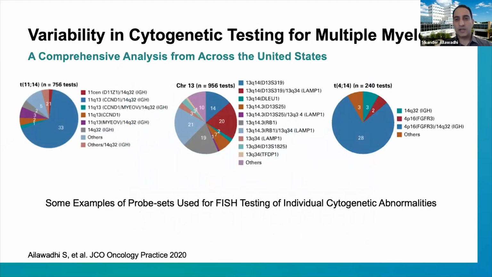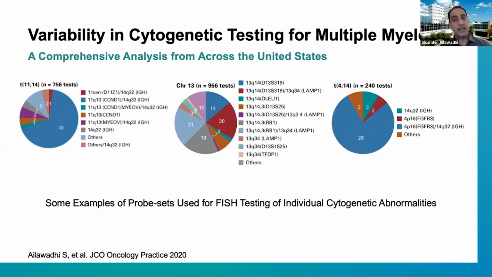Then we also found out that the exact probe that was used for a particular abnormality could be very variable. I've put in some examples here. So for example, 11;14, 13, and 4;14. I'm just quoting 3 examples. We looked at many, many more. There were so many different probes that could be used.